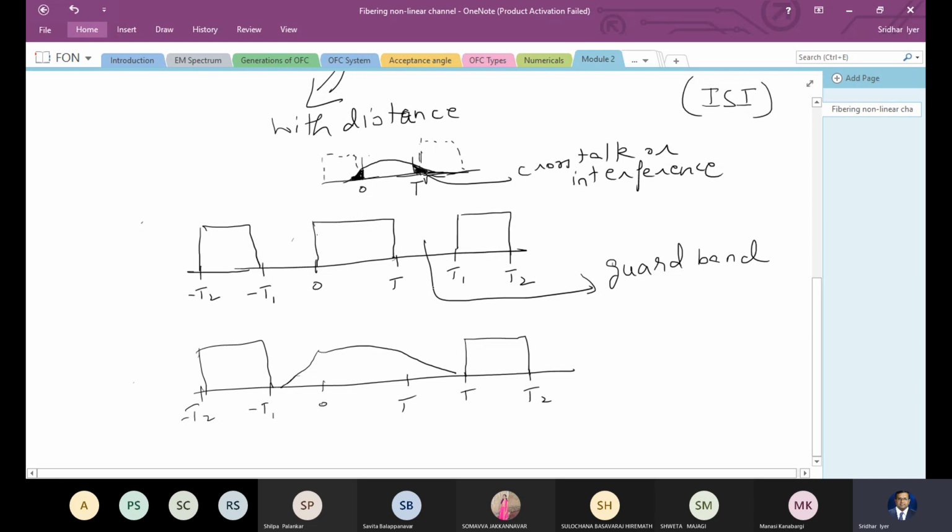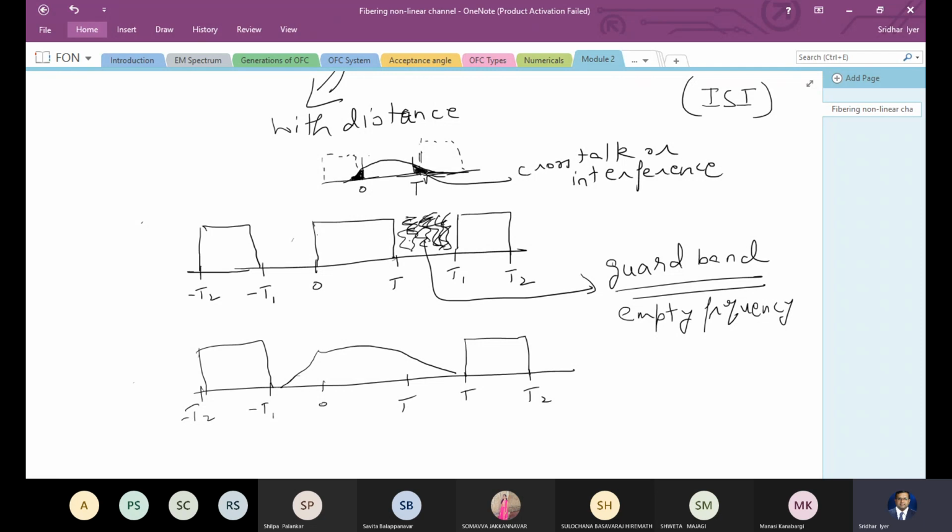However, not a good optimum efficient solution. Why? Because we are having guard band. Guard band is nothing but empty frequency. Why empty frequency? Because in this part which I am now about to shade, this is empty frequency. I am not transmitting any bit. I am not doing any activity in this frequency. Therefore, this frequency just goes to waste. It is just like keeping it aside so that interference will not occur. Right. So this is not a good solution. Of course, sometimes you may need the guard band to get a good solution out of it, but it is not an efficient solution, right?